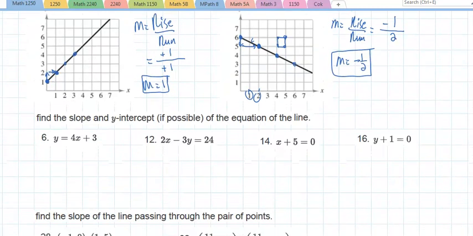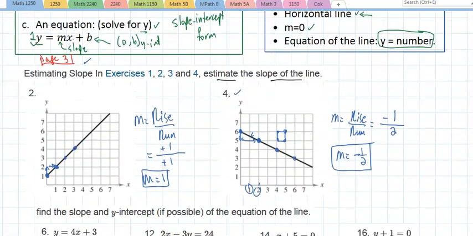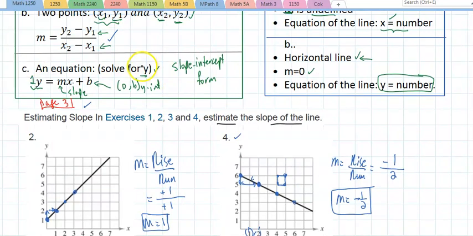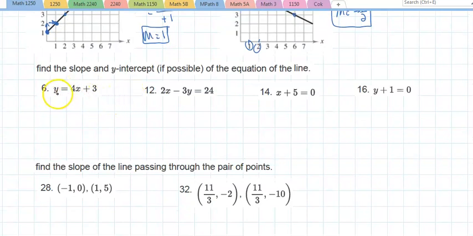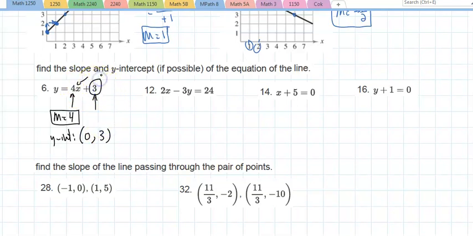Not the best. Okay, how about given an equation? Well, number 6, it says, find the slope and the y-intercept, if possible, of the equation of a line. What do you know about equation of a line? We solve for y, right there. That's case C. We solve for y. Well, guess what? Number 6, they already solved for y. If they solve for y, the number in front of x is the slope. And the y-intercept, you always put that as 0 for x. If you put 0 for x right there, don't you get a 3? Or you could just read it off right there.